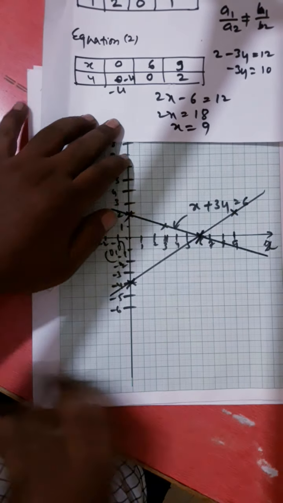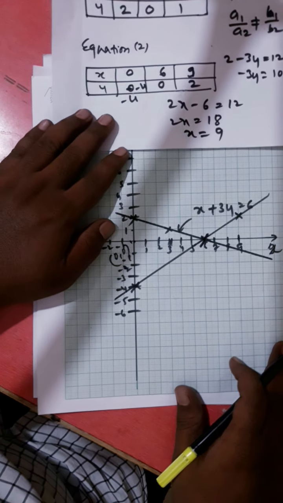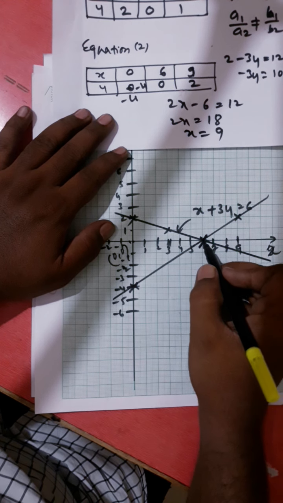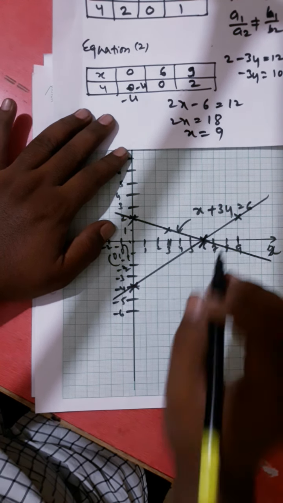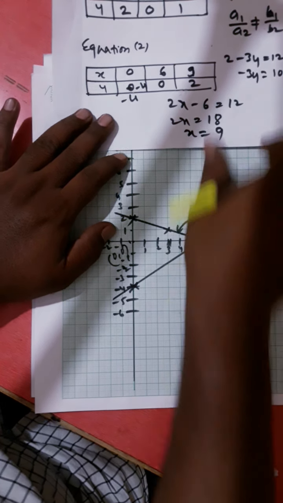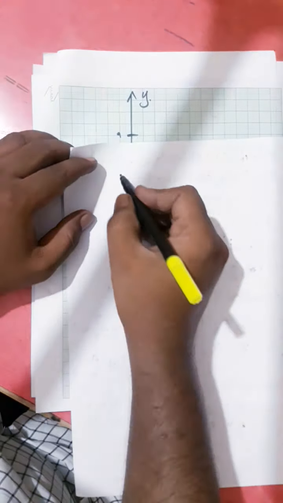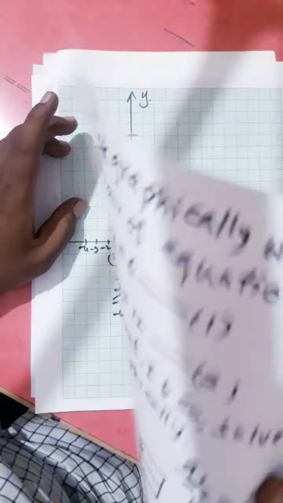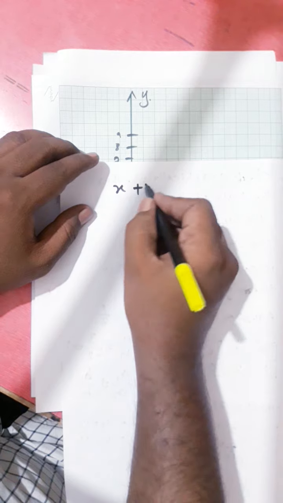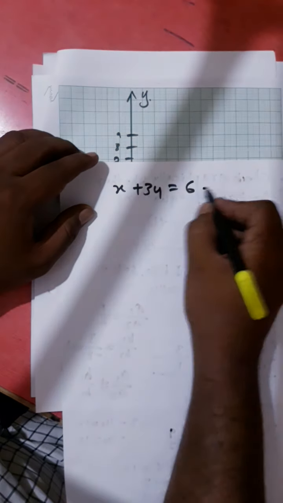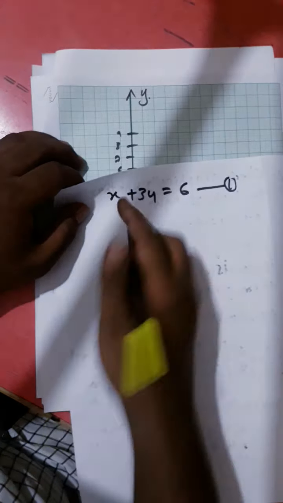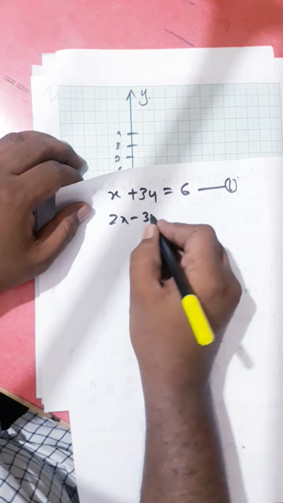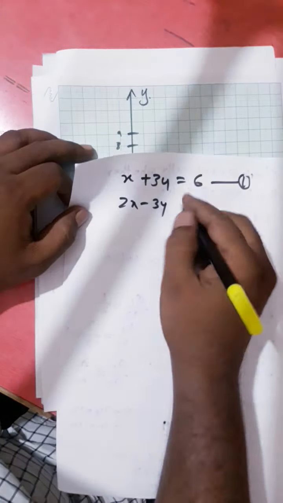Then these two lines are intersecting at only one point. These lines, what are the lines? X plus 3y is equal to 6, 2x minus 3y is equal to 12.